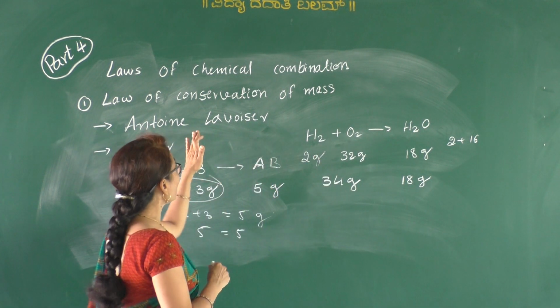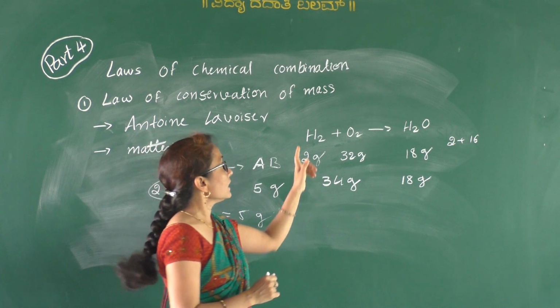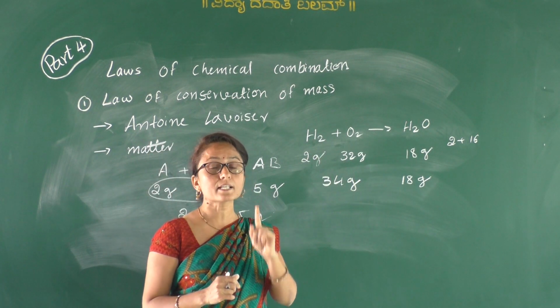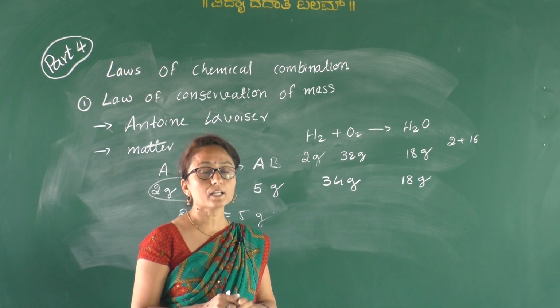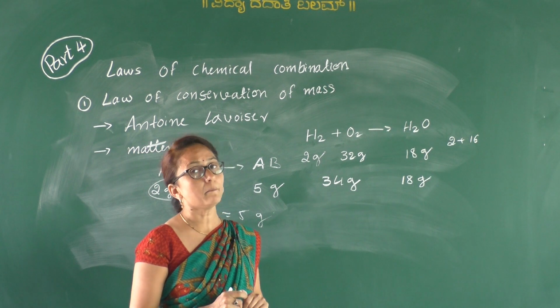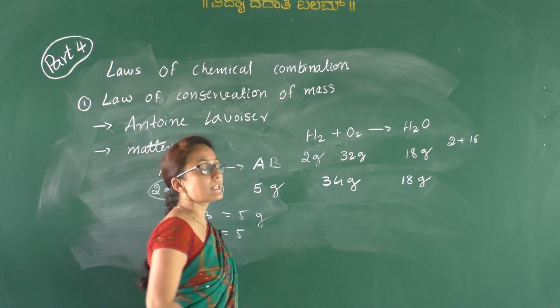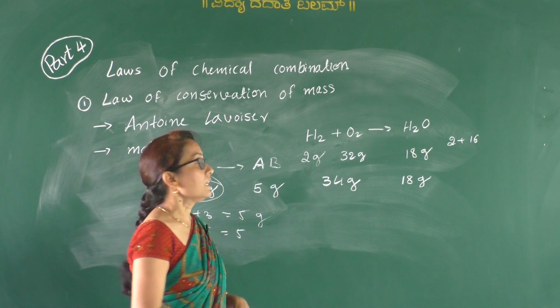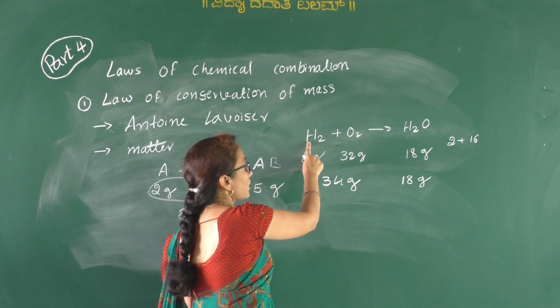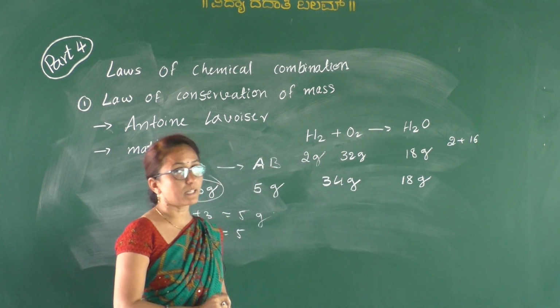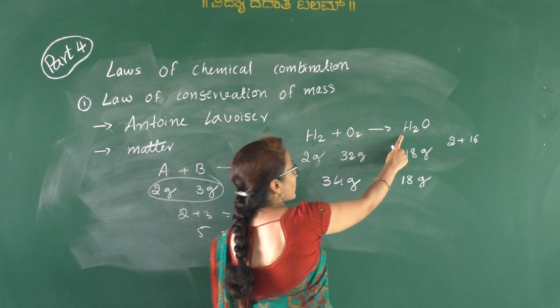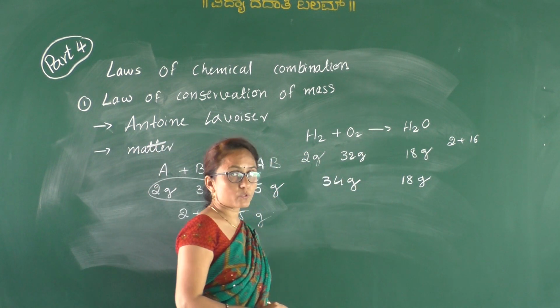Thus, according to the law of conservation of mass, the chemical equations must be balanced. So we have to balance the chemical reactions. Now balance this equation. We have 2 hydrogen atoms on the reactant side, and on the product side also we have 2 hydrogen atoms.